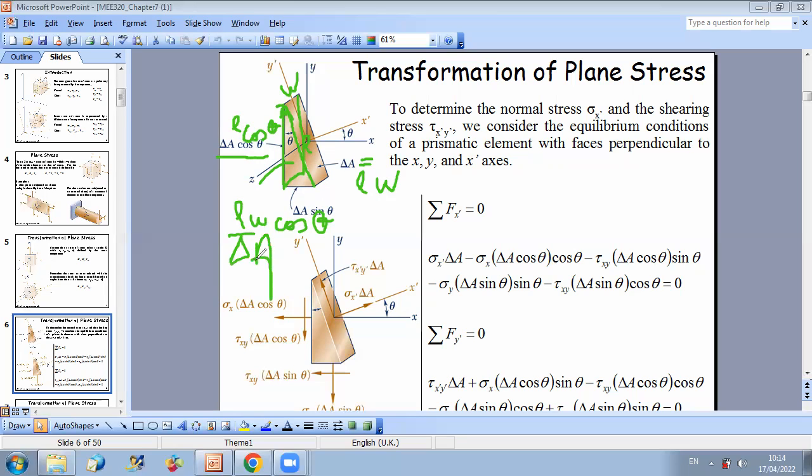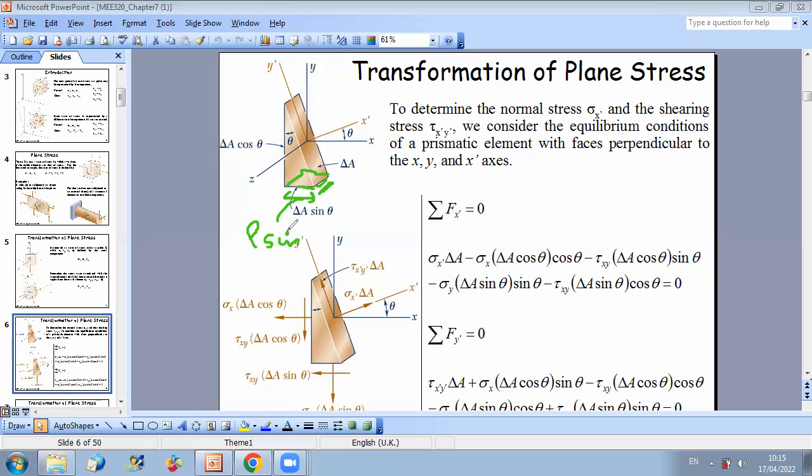I can do similar analysis for this area, which is in plane XZ. So as we already mentioned, the width is the same for all areas, but here the length of this part is L sine theta. So when you multiply by the width W, W L will give you the area delta A, and then the area of the face parallel to XZ plane is equal to delta A sine theta.